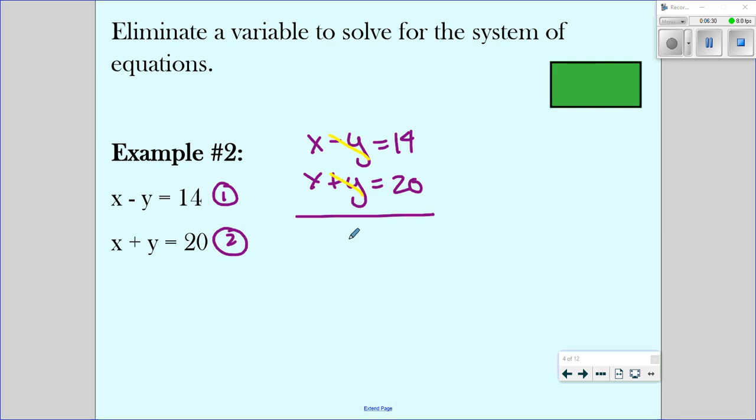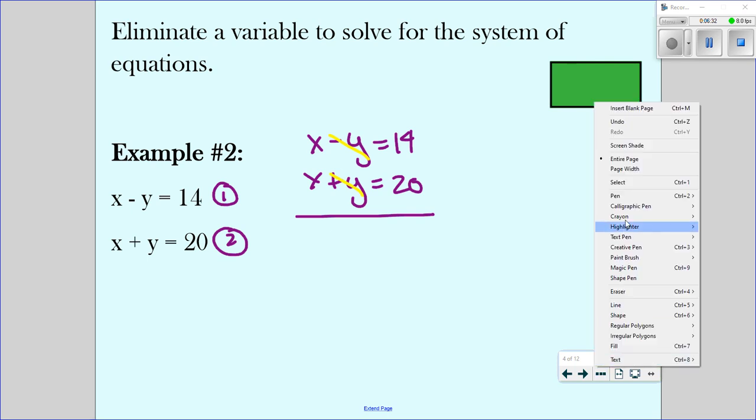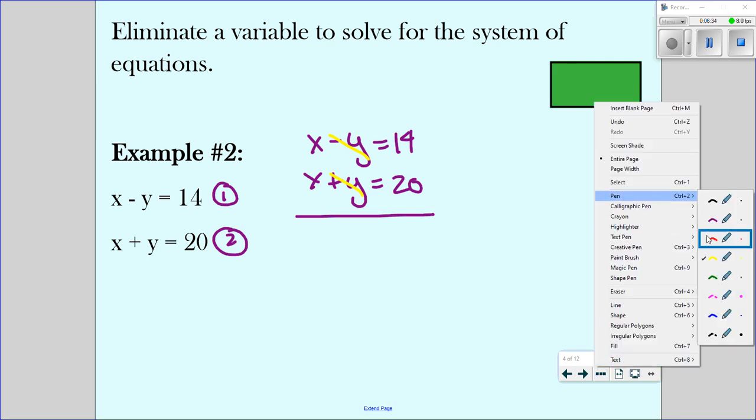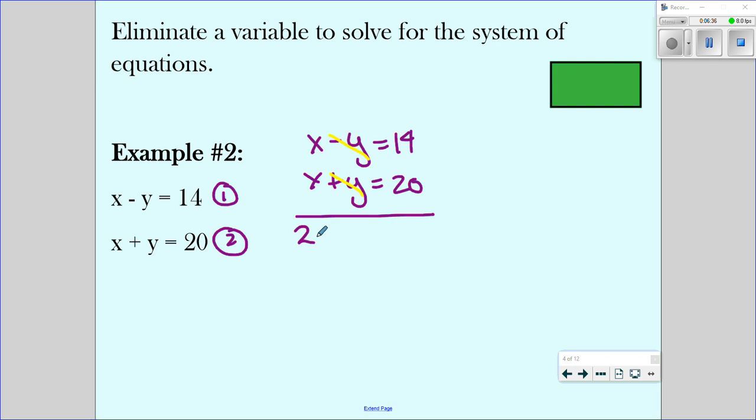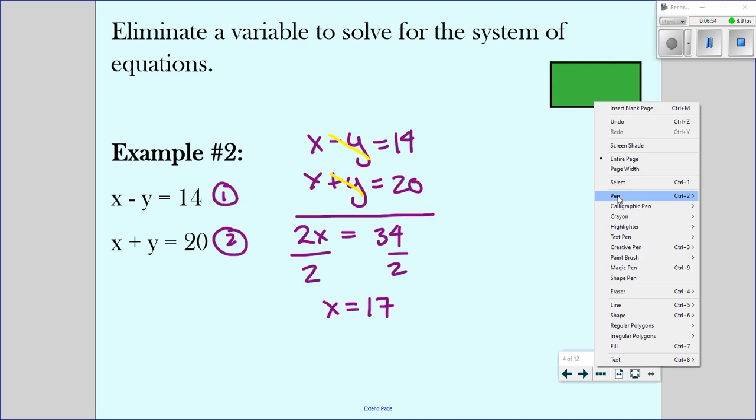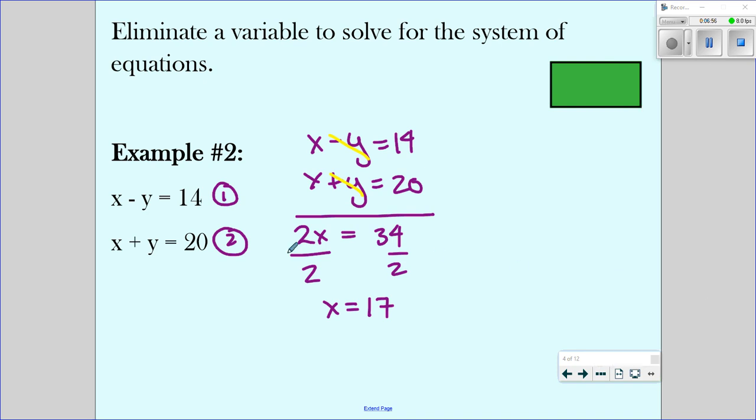So this will be eliminated, and then I will continue to add up the like terms and then simplify. So this will give me 34, divide by 2 on both sides, and then I'll get 17 for that one. So I found one of them. Now I need to find y. And I'm going to use another color for that. I'm going to go with the first equation.